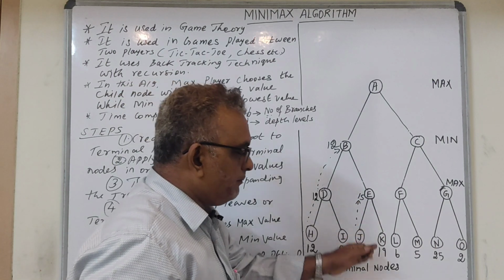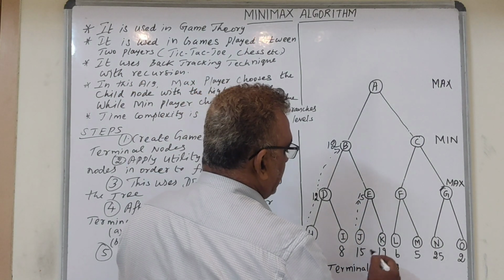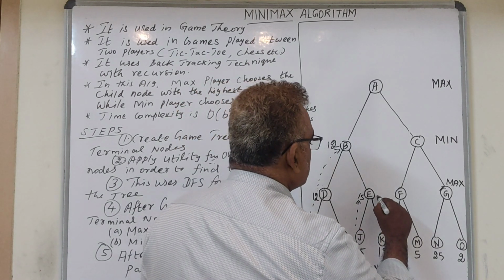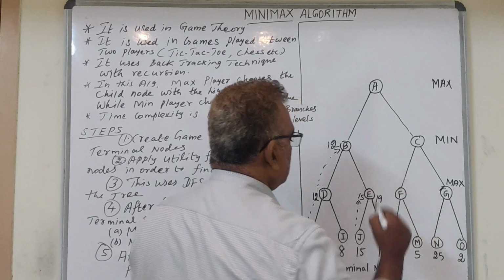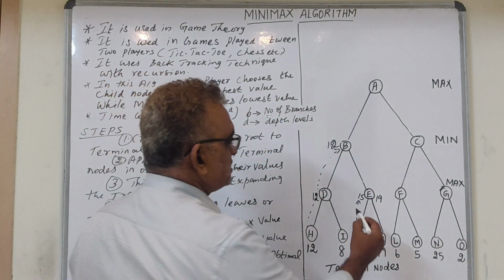Again 15 is compared with the next node, K, which is 19. If we compare 15 and 19, 19 is the greater value. So 19 becomes the value of this node, and 15 is no longer considered.